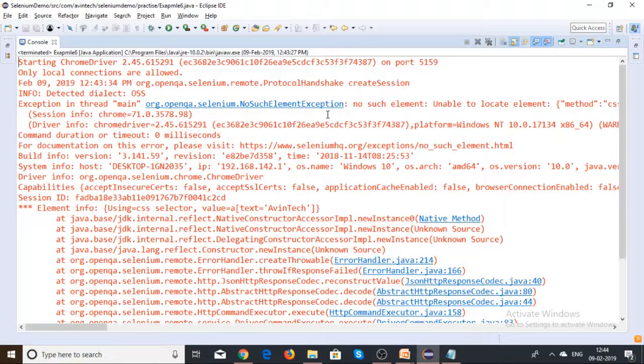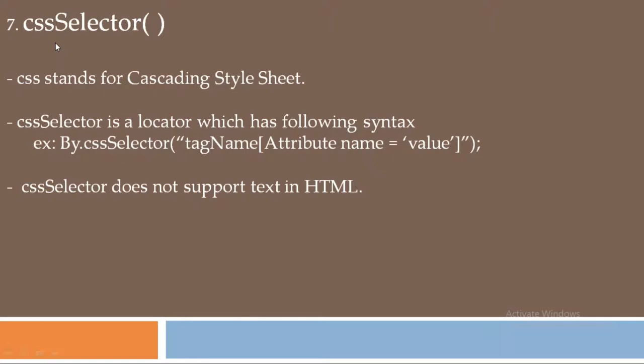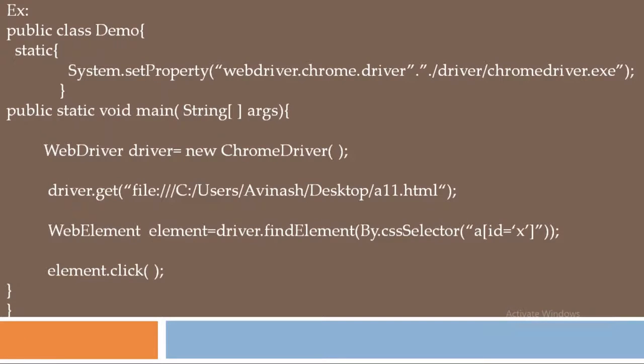Even if you use text as an attribute in the CSS selector locator, then you will get NoSuchElementException because CSS selector does not support text. It supports ID, name, class, everything, but never supports text. Okay. This is the program for that CSS selector.